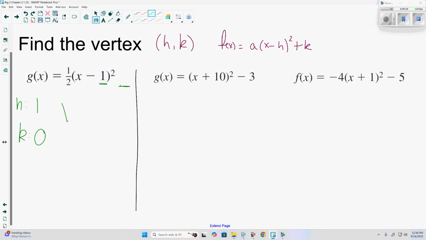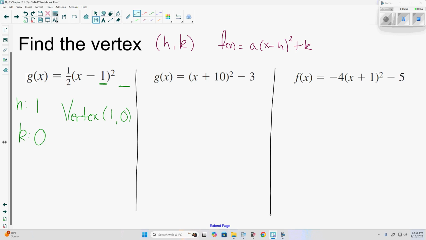But when we talk about the vertex, it is a point on a graph. So having a k value of 0 actually means something in terms of the vertex. It doesn't have any meaning in terms of a transformation, but the vertex's y value is 0. The vertex is (h, k). We plug in h and k, and we get the vertex. Questions on this first one here before we look at the second one?